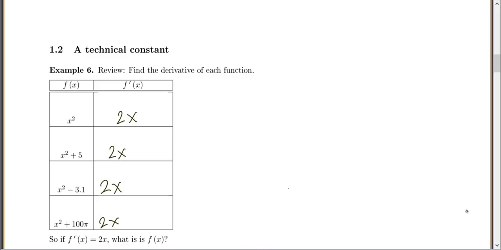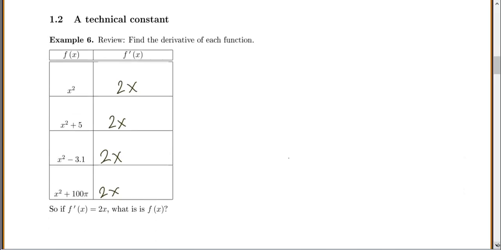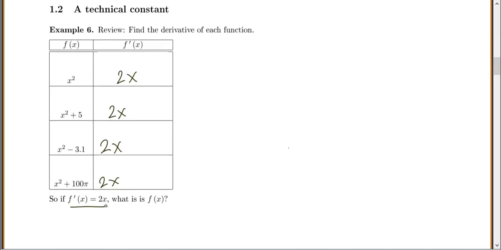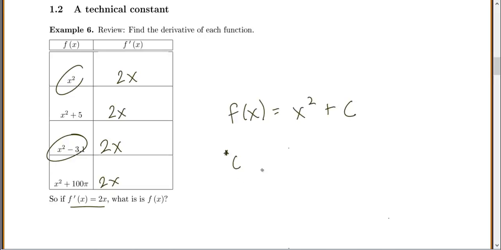Now, if I was going to say, okay, my derivative is 2x, what was the function I started with? Can you tell me if I started with x squared or x squared minus 3.1? I don't actually know which of these functions I started with. In fact, I could have started with an infinite number of functions, and all the derivatives would have been 2x. Specifically, f of x could have been x squared plus c, where c is any constant, because when you take the derivative of any constant, you just get 0.